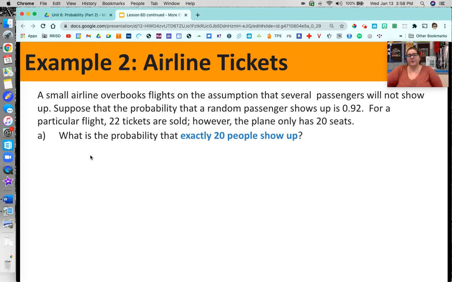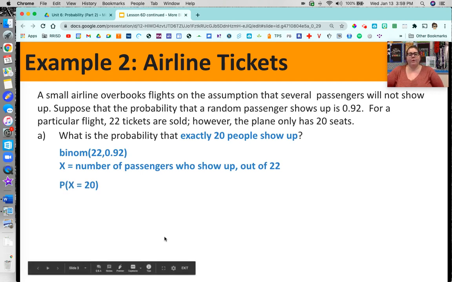And then the first thing we want to do is define our binomial model. So we know it's binomial because we have a set number of trials. That set number of trials is 22 because 22 tickets are sold. And then p, the probability of success, in this case, success is showing up for your flight, is 0.92. So that would be my binomial model, binom(22, 0.92). And then we will always want to define X, or define our variable. You could use a different letter, but we want to define our variable. In this case, it would be the number of passengers who show up out of the 22.